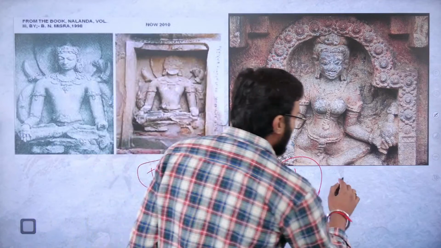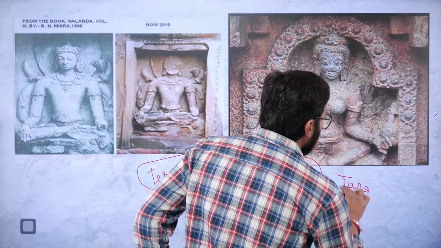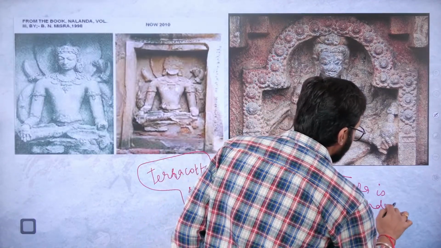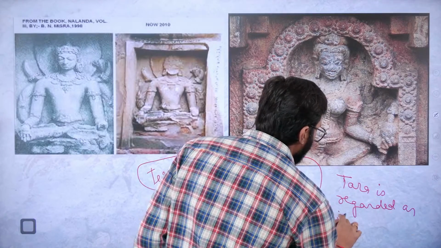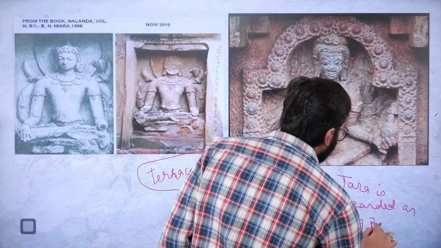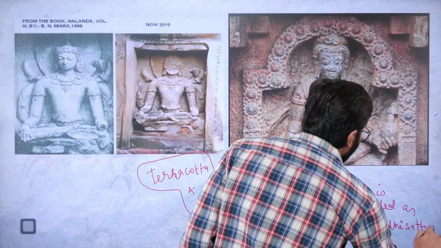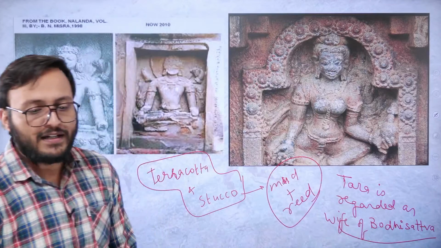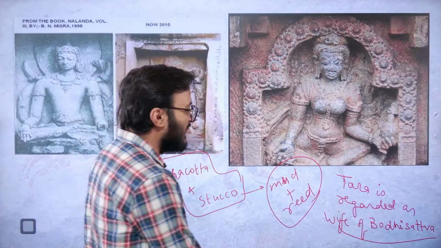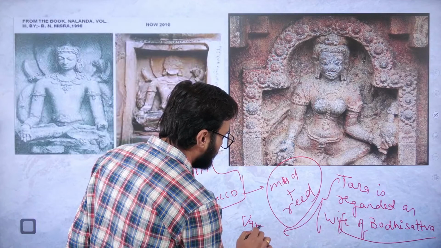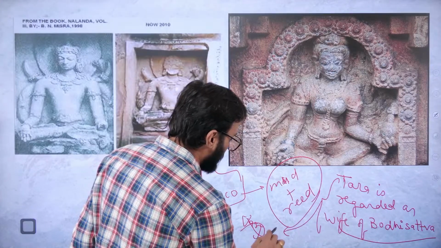What is Tara? You might not have heard about Tara, but let me tell you, Tara is basically regarded as the wife of Bodhisattva. Okay, everyone. Now, some of you might be thinking, from where did this concept of wife of Bodhisattva come? So this concept is related to the Vajrayan.